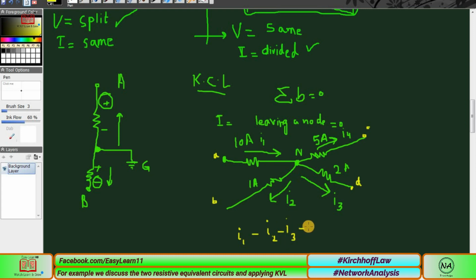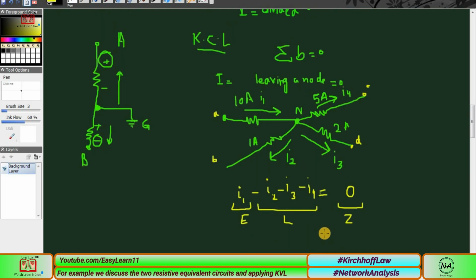minus I3 is leaving, minus I4 is leaving. So all these three currents are leaving, so a negative sign is assigned to all of them, while this is the current having the opposite polarity to these others, because this is the current that is behaving as a source to this node N. So the sum of all the currents entering a node and the sum of all the currents leaving a node must be equal to 0.